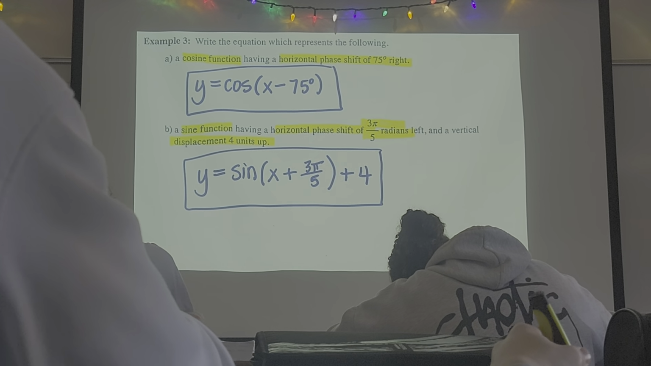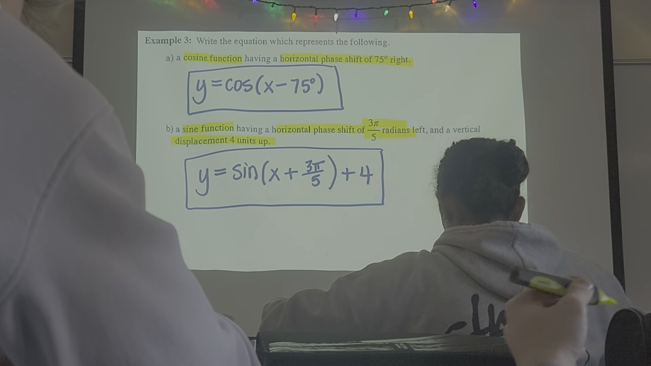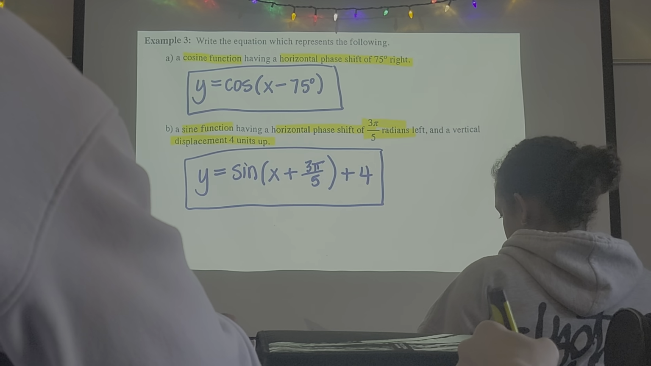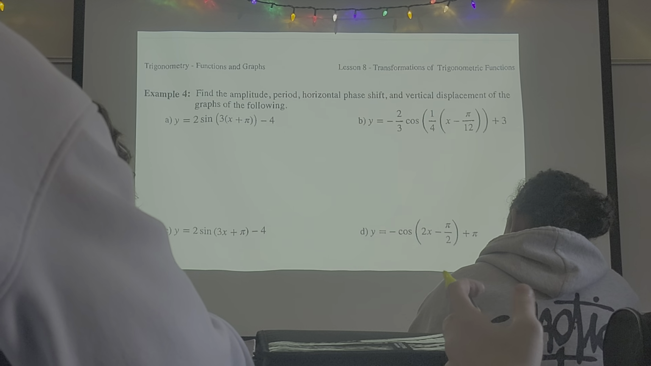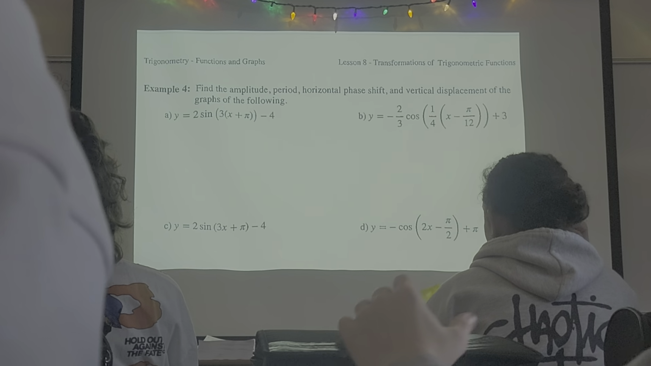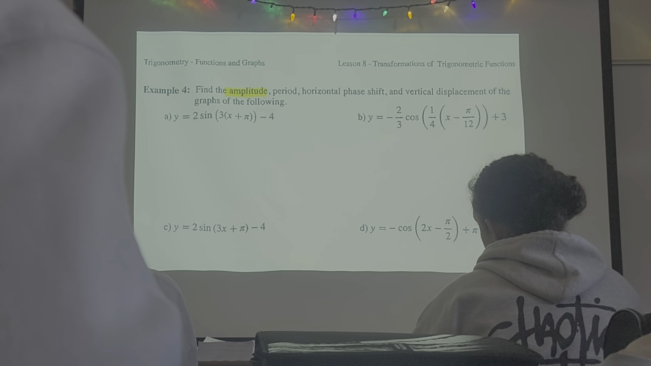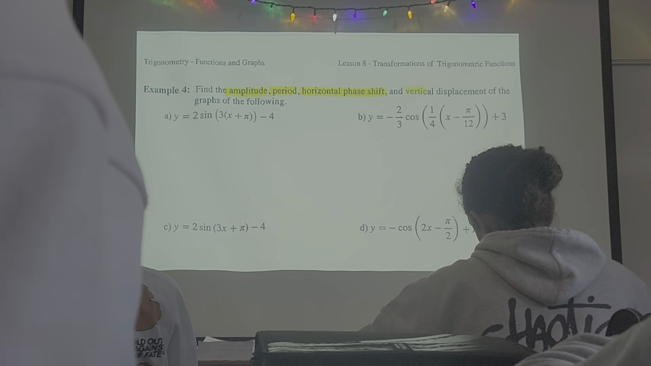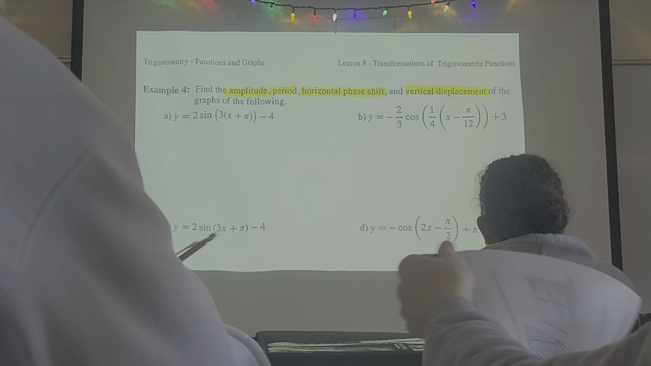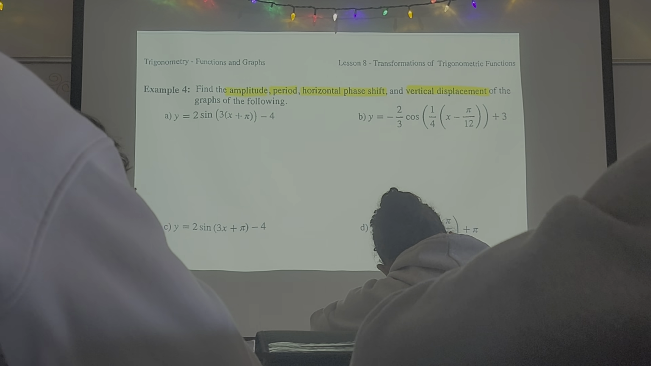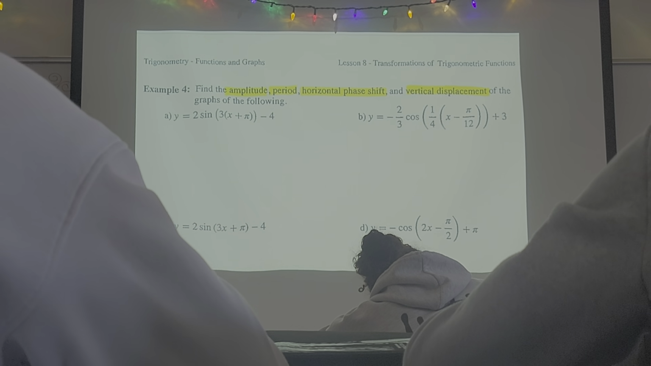How were those? Those were just with phase shift and displacement. We didn't have the stretches in there yet. So now let's put all of it together. We're given our equations, and we're going to find the 4 things: the amplitude, the period, the phase shift, and the vertical displacement. We're going to figure out all 4 values for our new equations.